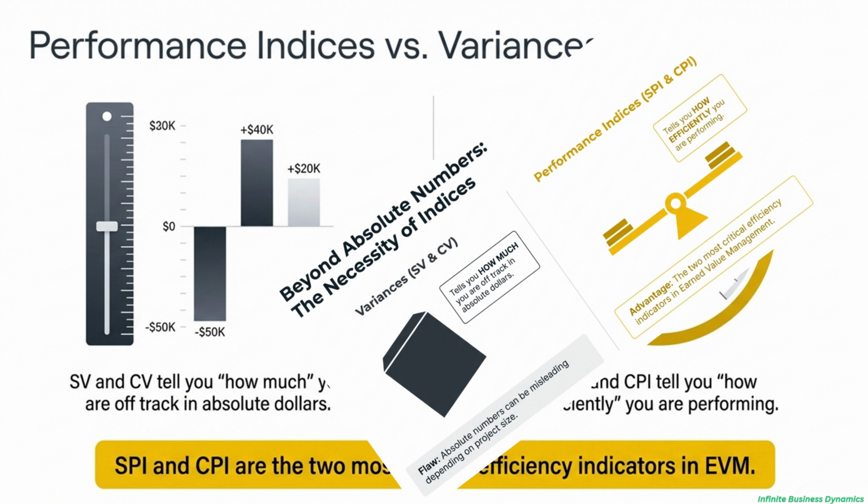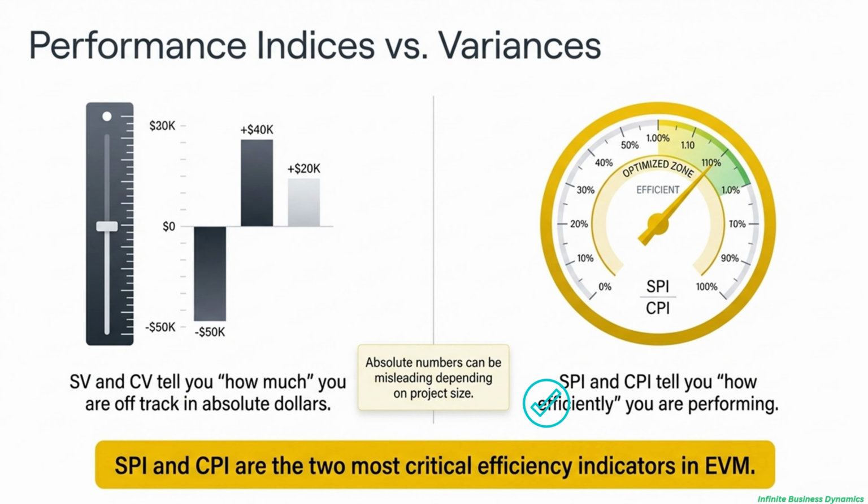But on the right, that's where we have the indices. These give you a pure measure of efficiency. It's like a gauge on your car's dashboard, telling you how well you're performing. And that, right there, is the critical insight we absolutely need.